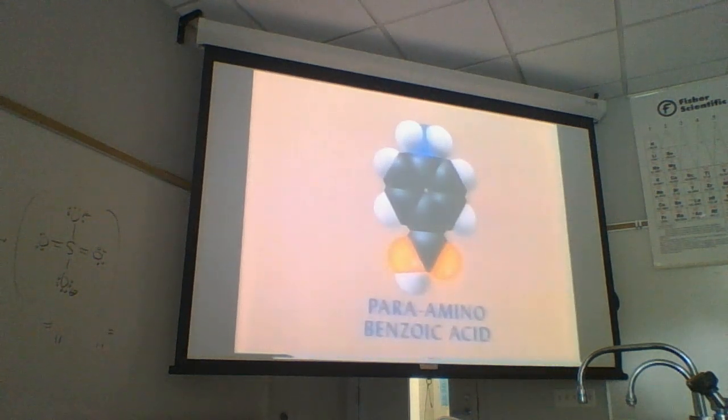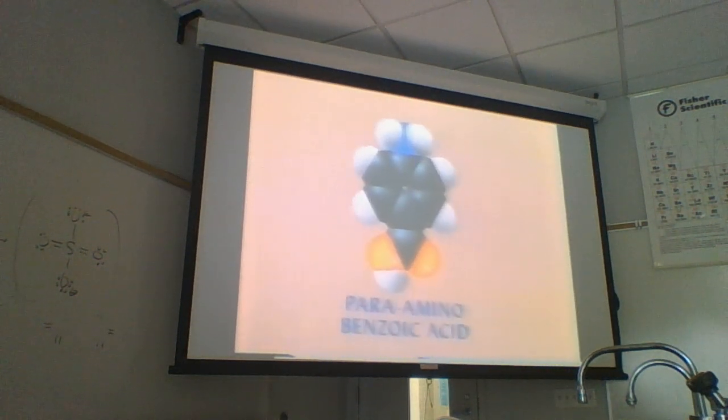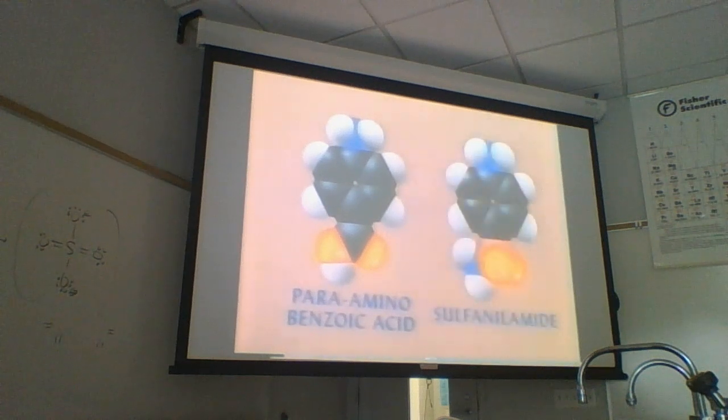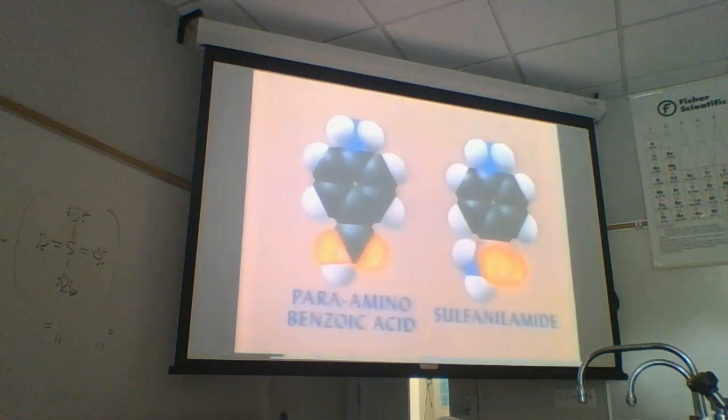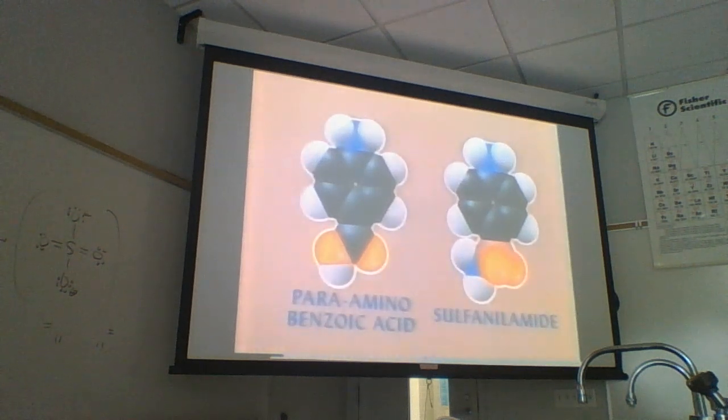When we examine the structure of the acid molecule and compare it to a molecule of the drug sulfanilamide, we find that they are much alike. This large portion of each is identical. The electron charge distribution in each molecule is also similar, and their general configurations are the same.